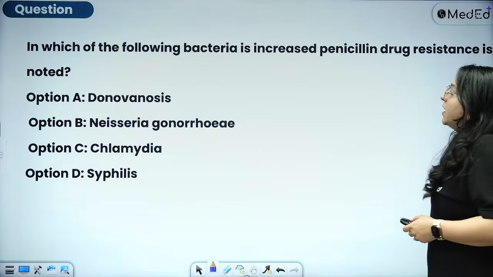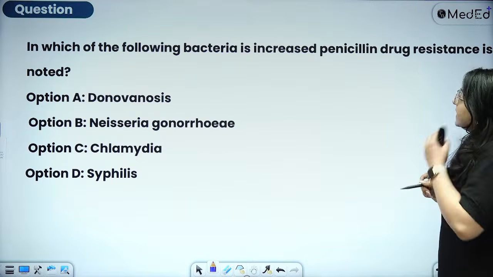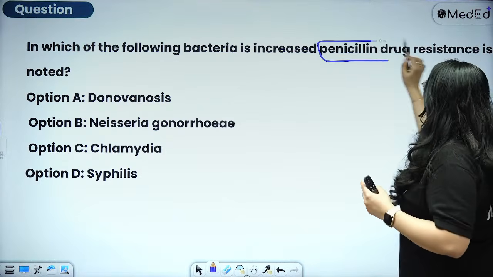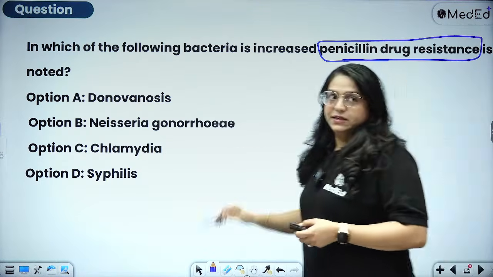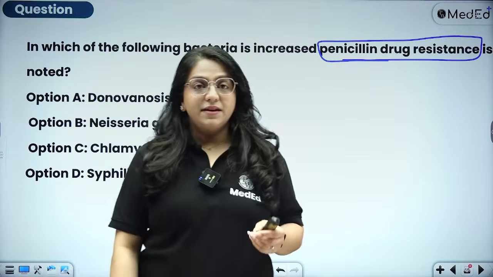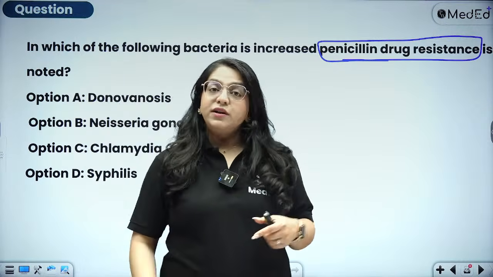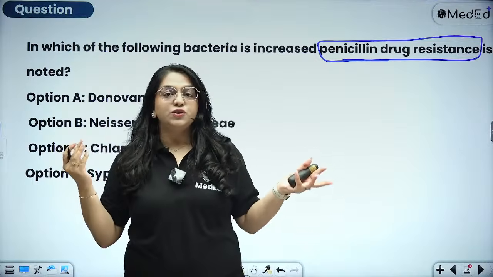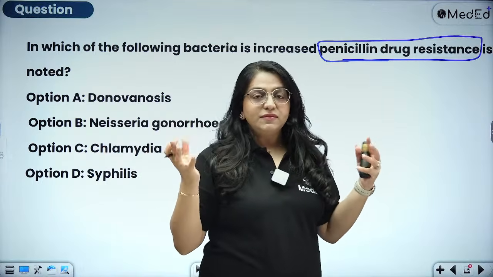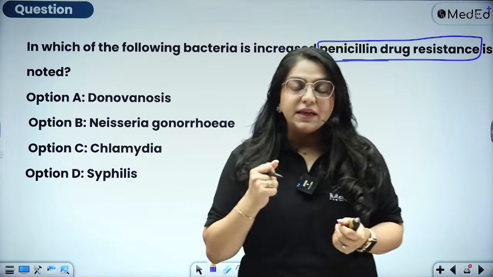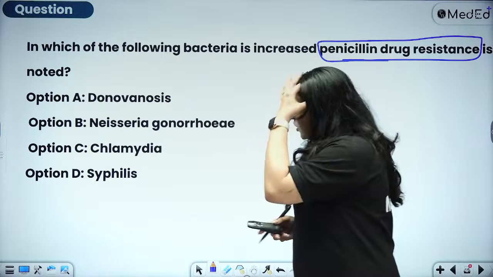Next, in which of the following bacteria is increased penicillin drug resistance noted? So the moment you think about penicillin drug resistance, you think about Staph aureus. Yes, you think about your gram positives with the penicillin binding protein and everything. But look at the options.